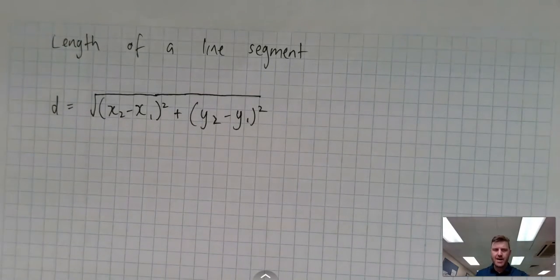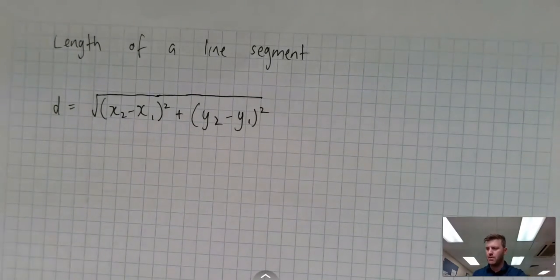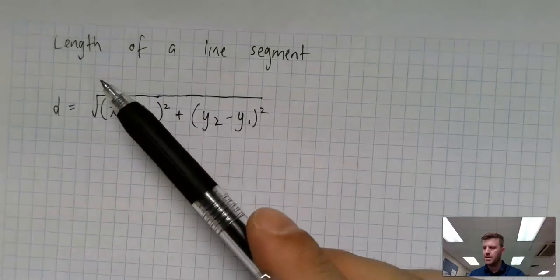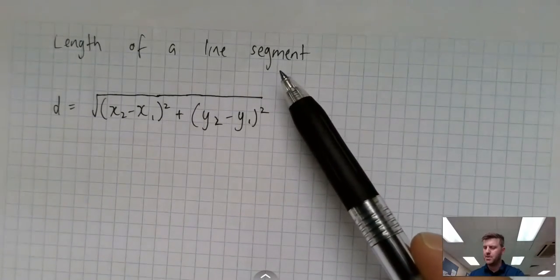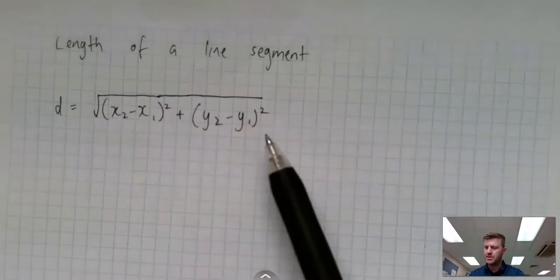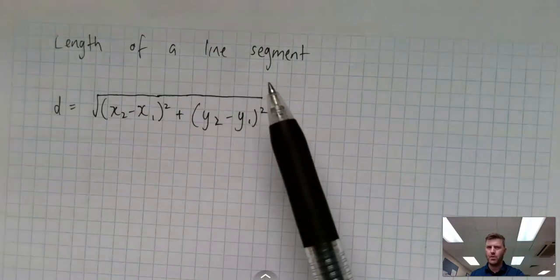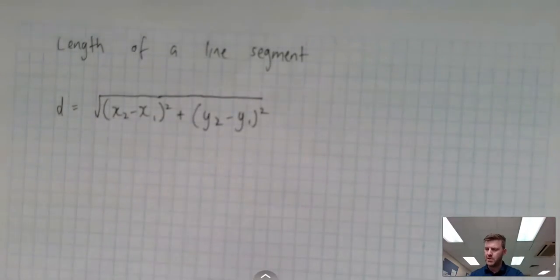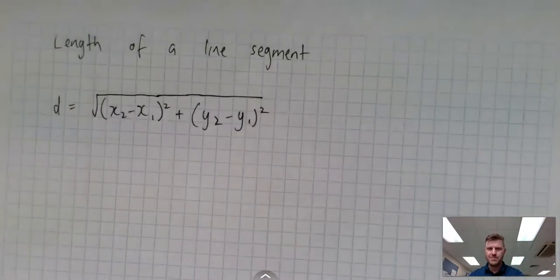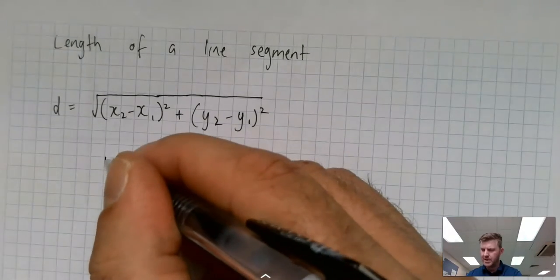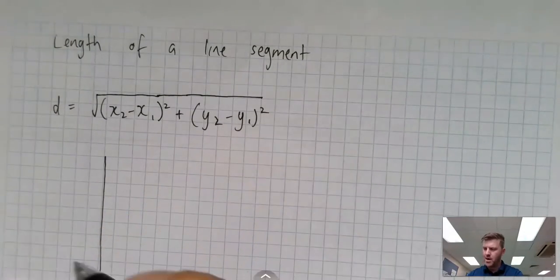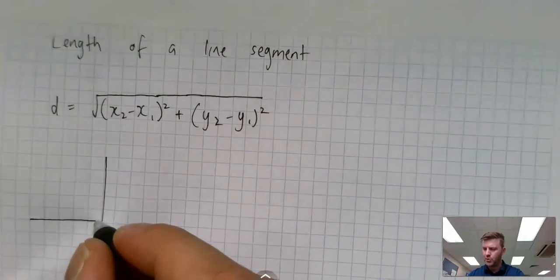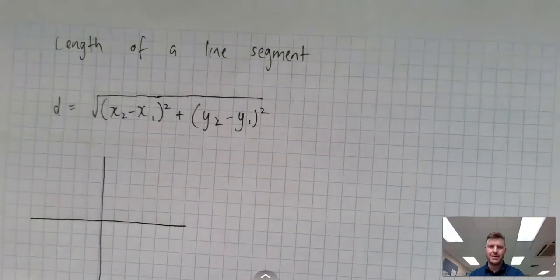Today I want to show you a few examples of how to calculate the length of a line segment using the distance formula for a line segment. So you can kind of see it is a variation of Pythagoras' theorem. What is a line segment? Okay, a line segment is basically a line that goes from any 2 points on the Cartesian plane.